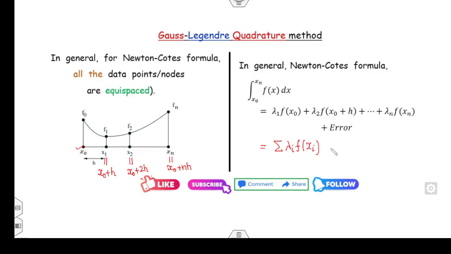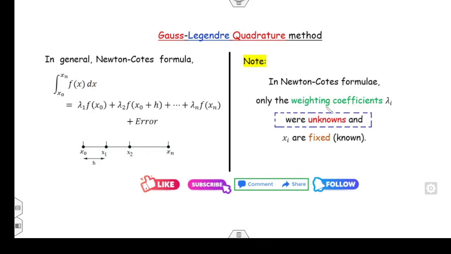Now plus error. But if you closely look at this case, the value of each of the xi's, x0 plus h, x0 plus 2h, all are known to us, while the value of lambda i is unknown to us. And our target is to find this unknown value, that is called the weighting coefficient in the case of the Newton-Cotes formula.